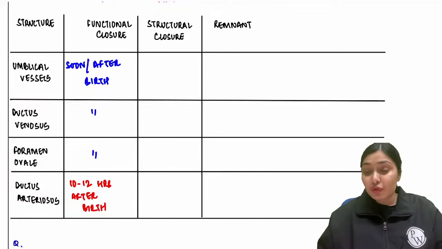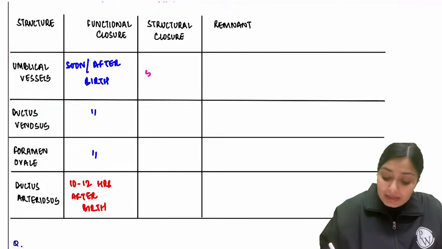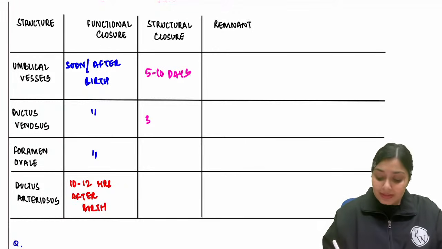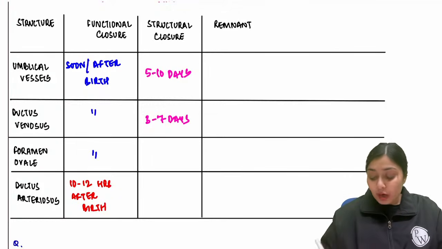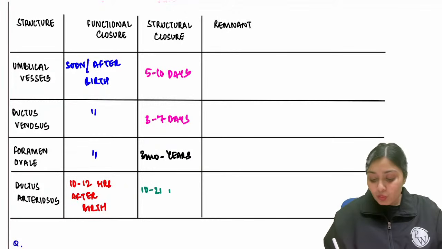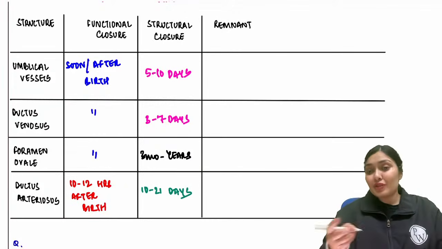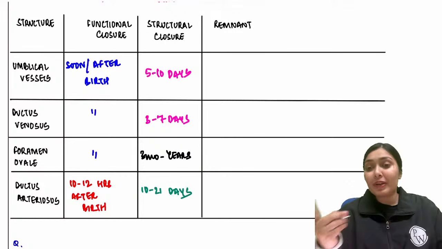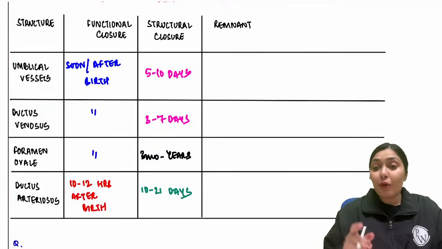What about structural closure? If we talk about the umbilical vessels, they take around 5 to 10 days to close. Ductus venosus takes 3 to 7 days to close. Foramen ovale can take up to 3 months to years to close. And ductus arteriosus takes 10 to 21 days to close. And what would be the remnant structure? I told you duct will form ligament and foramen will form fossa.